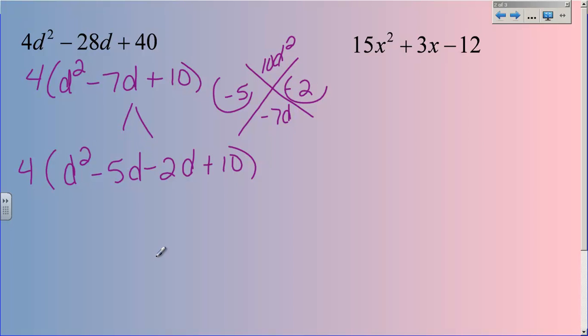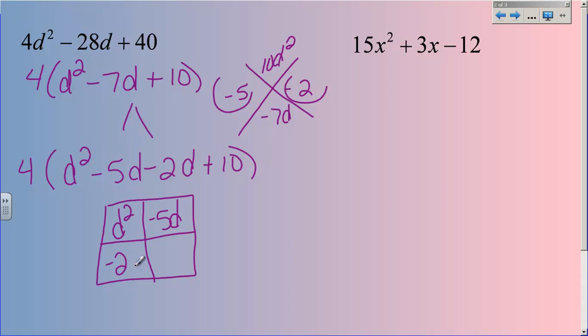Now, I'm going to use the box to factor this, and the reason I'm going to use the box method and not the grouping method is because of this minus sign in the middle. I hate the grouping method when there's a minus sign in the middle. So I'm going to do the box method. So I have d squared minus 5d minus 2d plus 10.